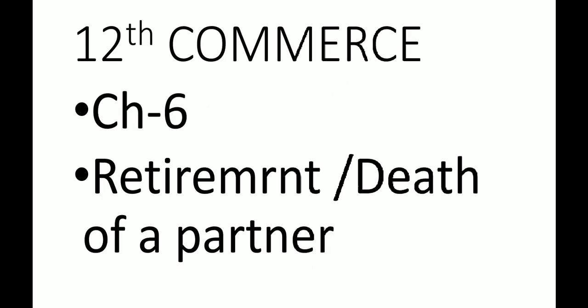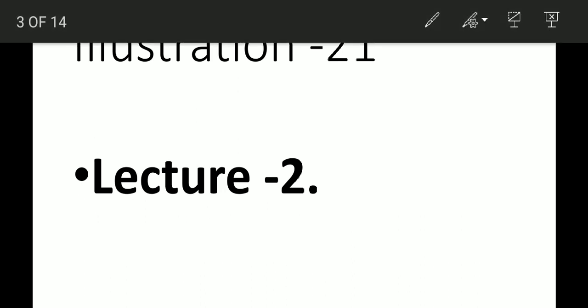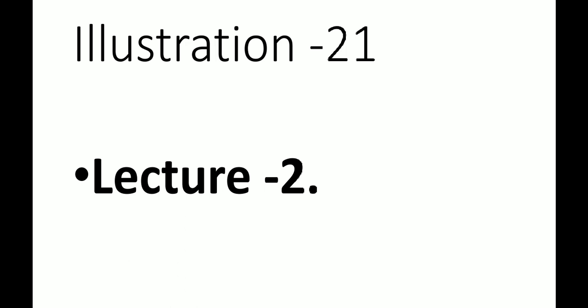We have been doing chapter 6, that is retirement or death of a partner, and we are going to continue with the same. This is the second lecture for illustration 21. Part 1 of this lecture has been presented previously. So if you want to study the second lecture, you must have surely studied the first part of illustration 21, that is the first lecture, for sure. Otherwise, it is difficult for you to understand this sum half the way from the middle. So it's a request that you study the first lecture thoroughly, complete whatever adjustments have been taught, and only then you can start with this, because it is to be continued from where we left.